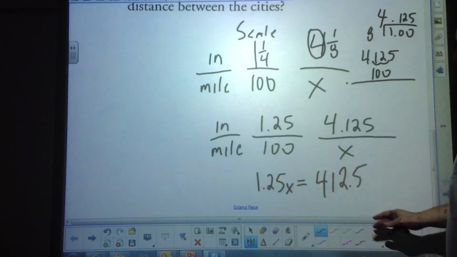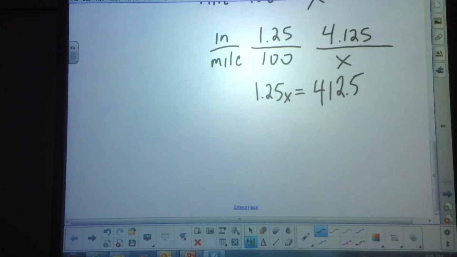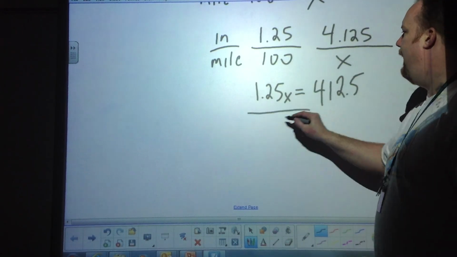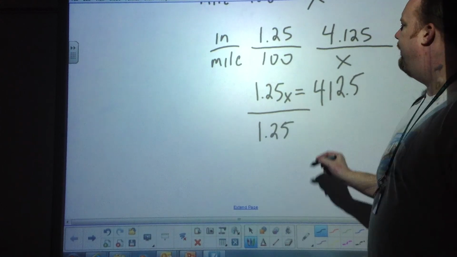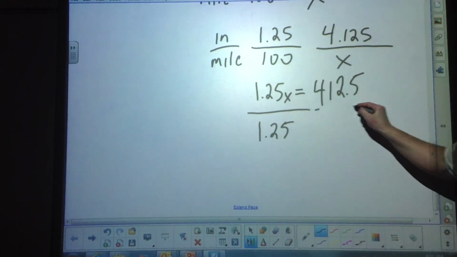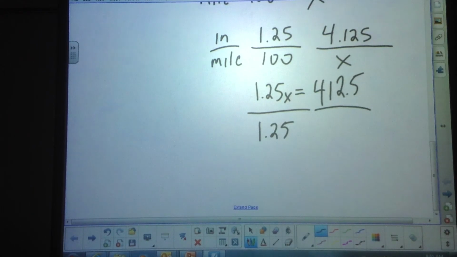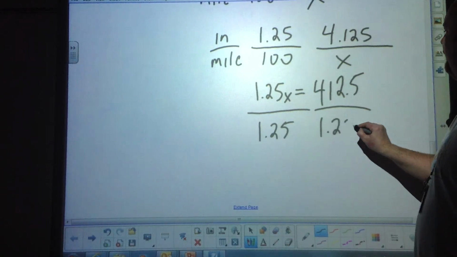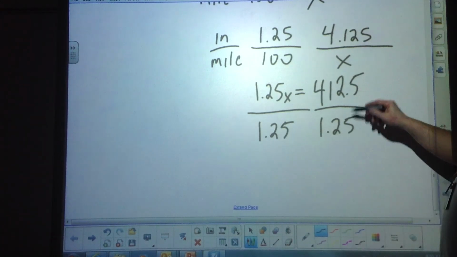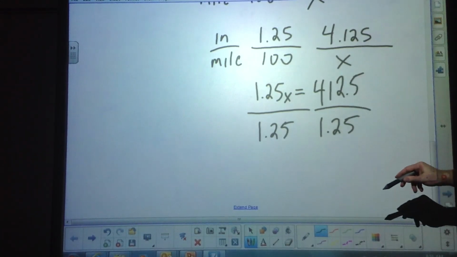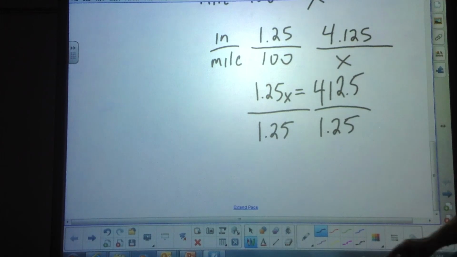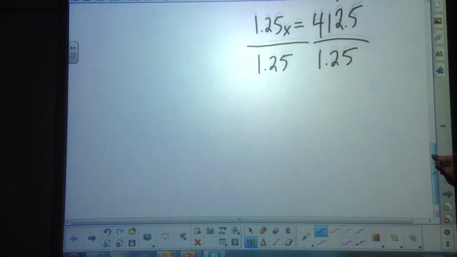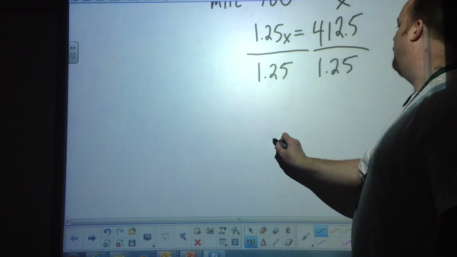So now we've got our one-step equation, which I've told you you must know how to do. We're going to divide both sides by 1.25. Why are we dividing? Because what's happening to our poor little x is being multiplied by 1.25. The opposite of that is dividing by 1.25. So now we've got to deal with that guy. And that, again, that's a tough one. So let's go ahead and make ourselves a division problem.